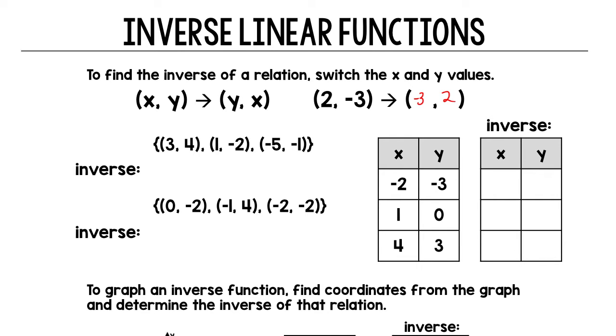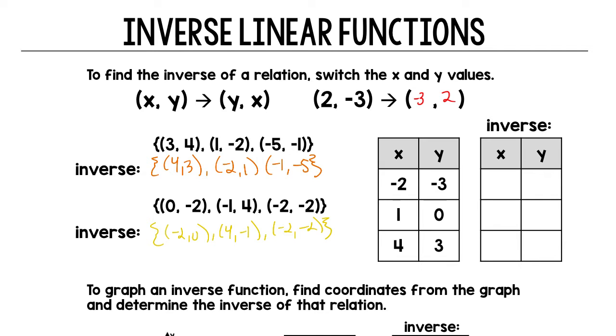We're given points in this set: (3, 4), (1, -2), (-1, -5). That means our inverse will be (4, 3), (-2, 1), and (-5, -1). Just flip them around. If we have (0, -2), that turns into (-2, 0). (-1, 4) turns into (4, -1). (-2, -2) stays the same because both of the coordinates are the same.